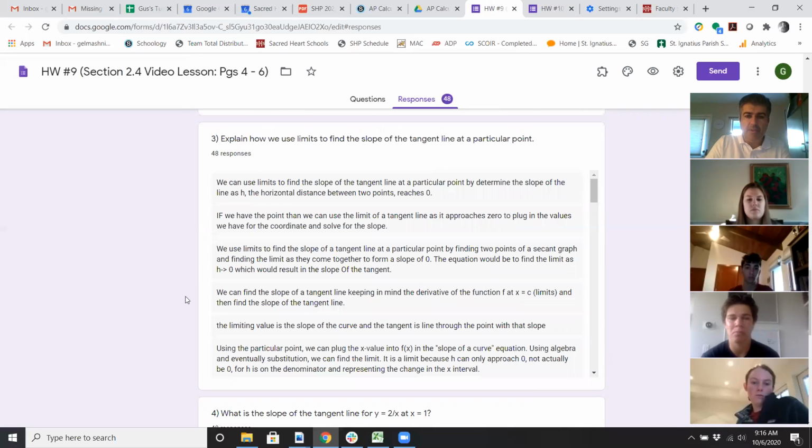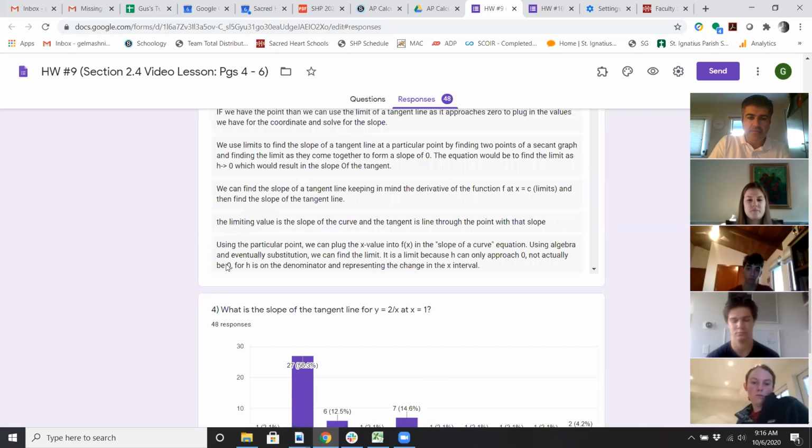How do we use limits to find the slope of the tangent line? So basically, you do the limit between f of a plus h and f of a. And you're assuming that h, the horizontal distance between the 2 points, is getting closer to 0. Yeah, it's only because h can only approach 0, not actually be 0. Right.